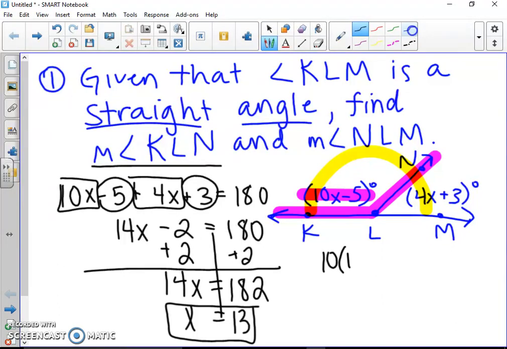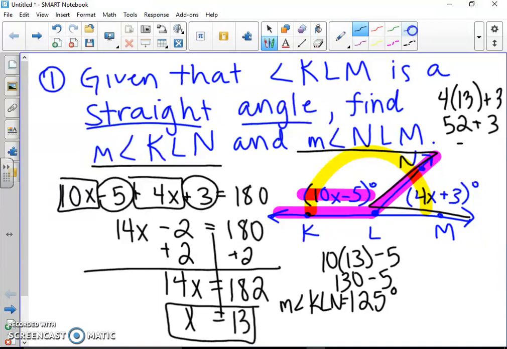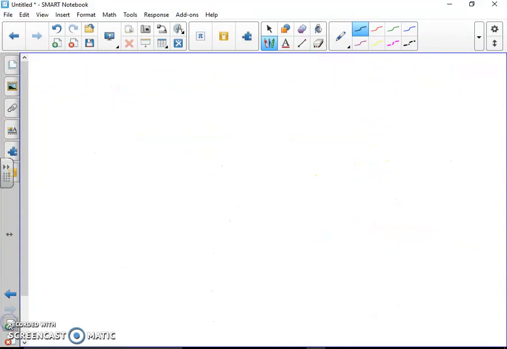So 10 times 13 minus 5. 130 minus 5. So that's the measure of angle KLN. And then we also need the measure of NLM. 4 times 13 plus 3. So what's that? 52 plus 3 is 55. So that's that. All right, let's try another one.